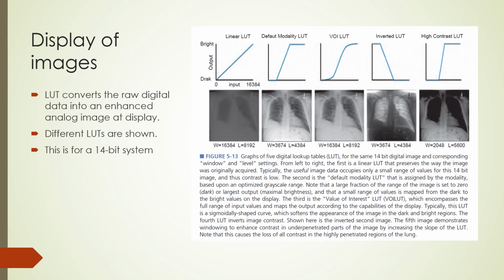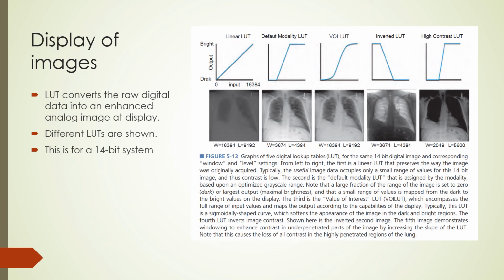The first lookup table in the figure preserves the original image acquisition. The image is low contrast because the useful image information occupies only a small range of grayscale values, but the entire range is being displayed in a linear format. The second shows the modality default lookup table. This is based on optimum grayscale range for a particular modality. Notice that a large portion of the range has been set to 0 or to the maximum and only a narrow range is being displayed.